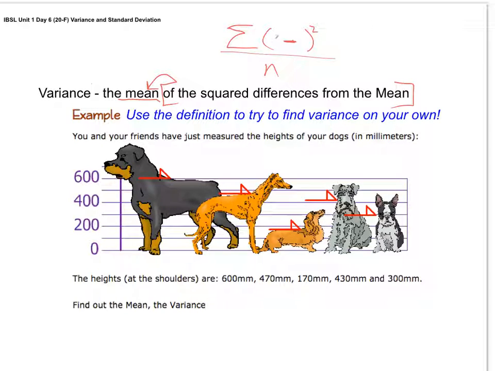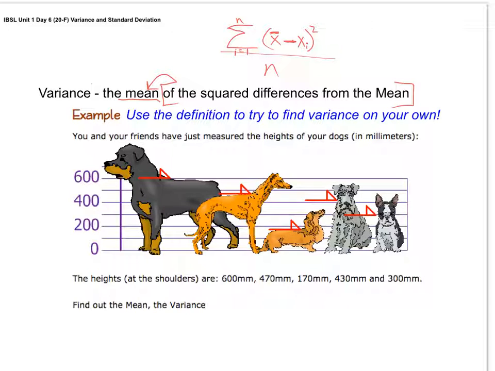Now, the squared differences from the mean. So the mean is that x bar. What are we subtracting from the mean? That's right, the individual scores. Okay? So I'm going to do the sum from i equals 1 to n of x sub i.